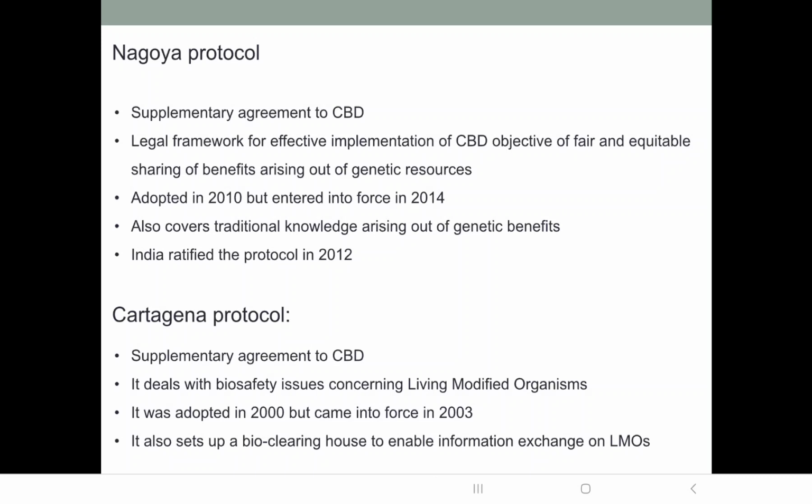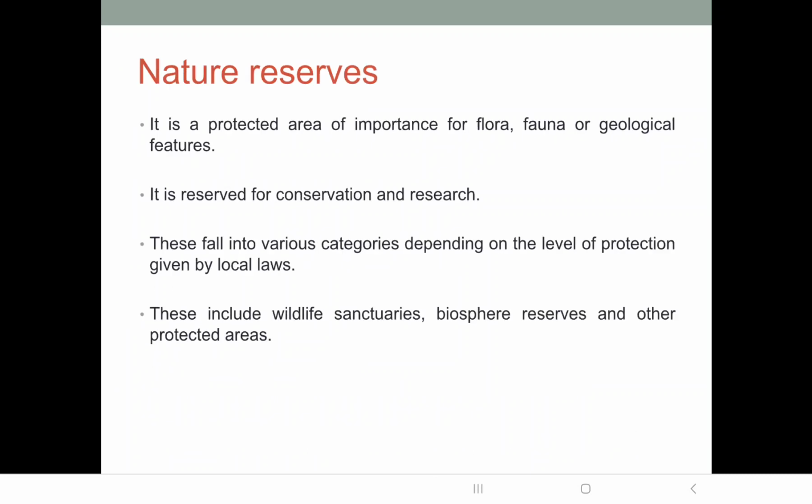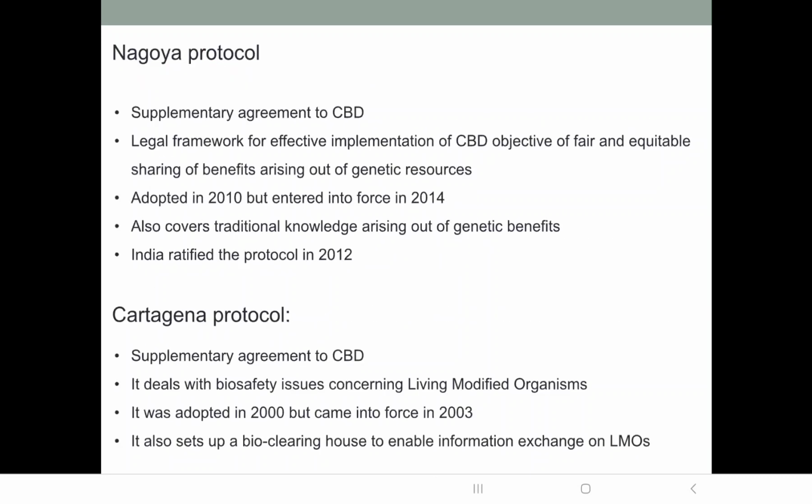There are four components of this advance informed agreement. First, notification is given by the exporter. A notification of what? There is a detailed written description of the living modified organism: what this living modified organism is, what gene it has, what the effects are. Second, acknowledgement of notification received by the importer.